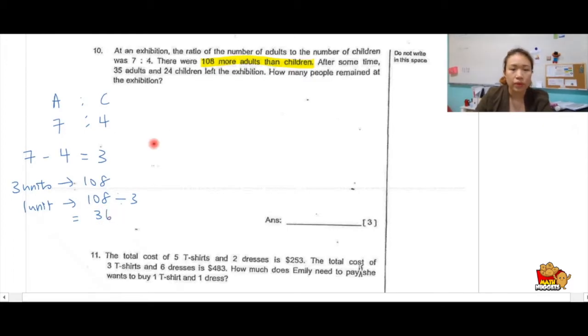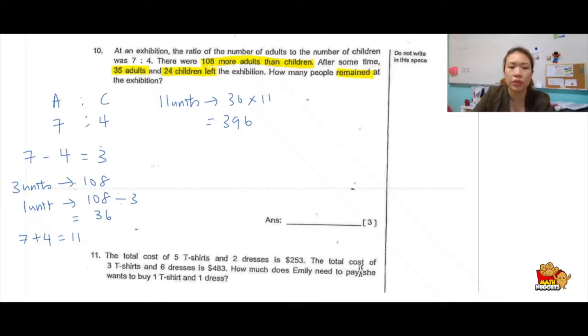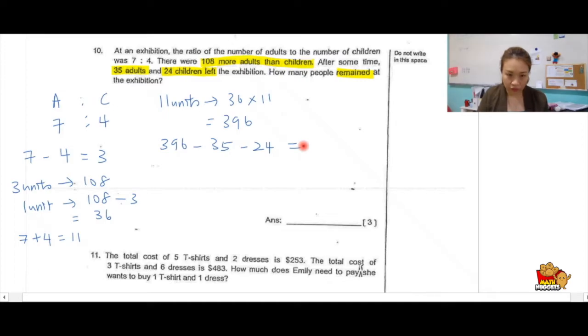So 1 unit will be 108 divided by 3, which is 36. So let's find the total number of people, which is 7 plus 4, 11 units. So 11 units is 36 times 11, which is 396. So there were 396 people altogether at the beginning. Then 35 adults and 24 children left the exhibition, and we want to find the number of people that remained. So you take 396 minus 35 adults and minus 24 children. You will have the remainder, which is 337.